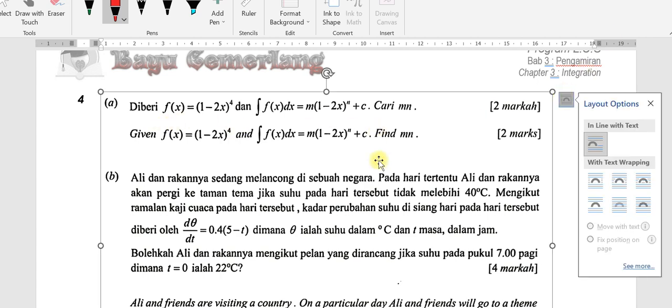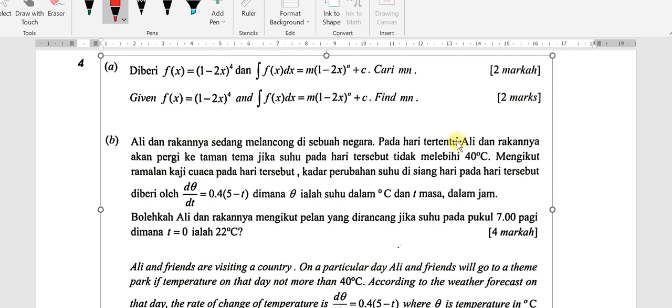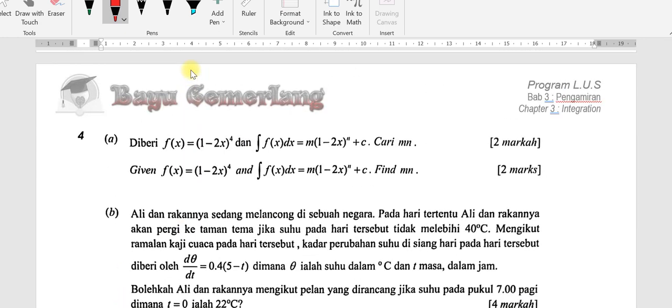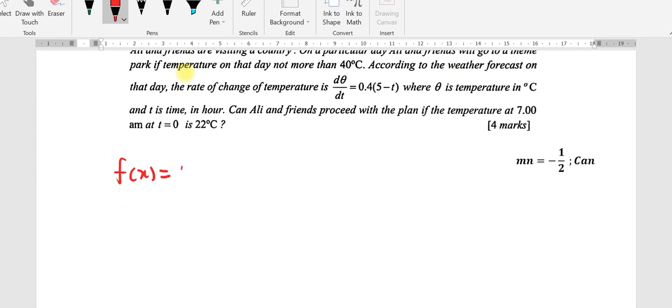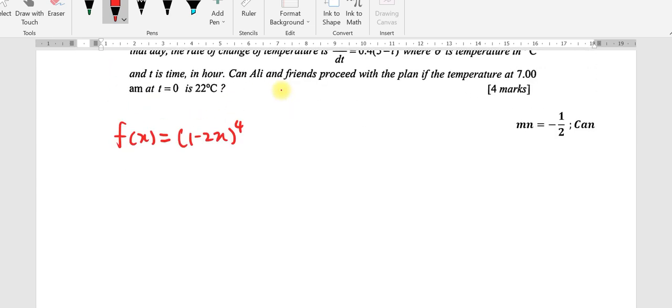Okay, question 4. Given f(x) is like this, you integrate the f(x) and you get it in this form. Find the value of mn. Okay, let's do this. Part A. Let me write down the f(x) value first: (1 minus 2x) power 4. And then they're asking you to integrate f(x) dx.